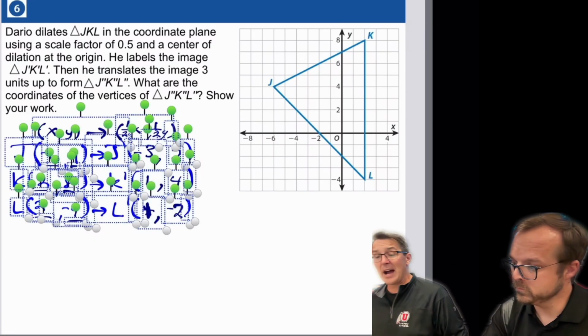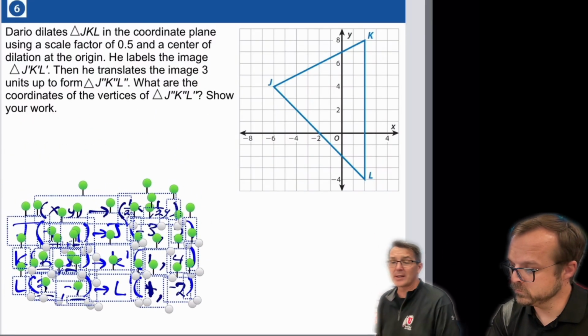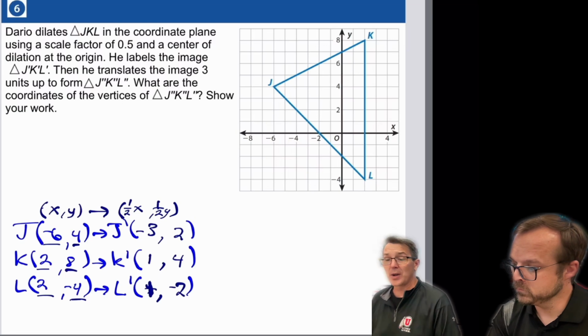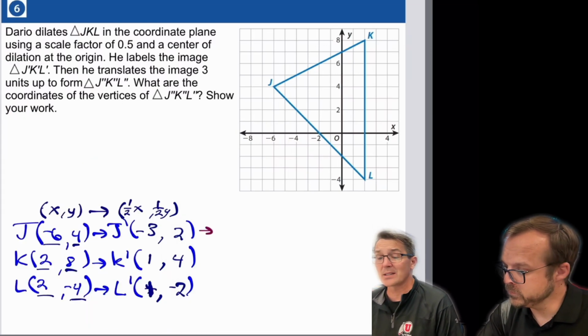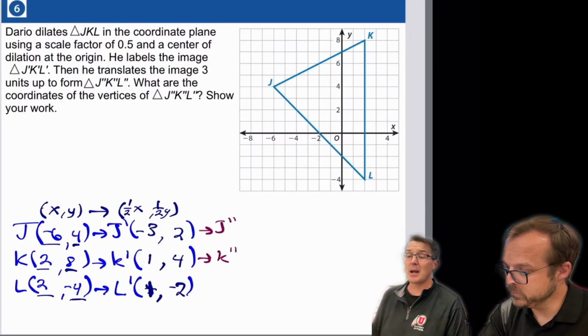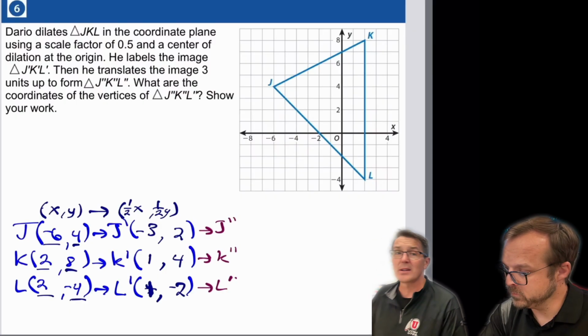So now I have that new point, and now I need to do another transformation on it. The next transformation I'm going to do is for J prime prime, and it wants me to take the image 3 units up.